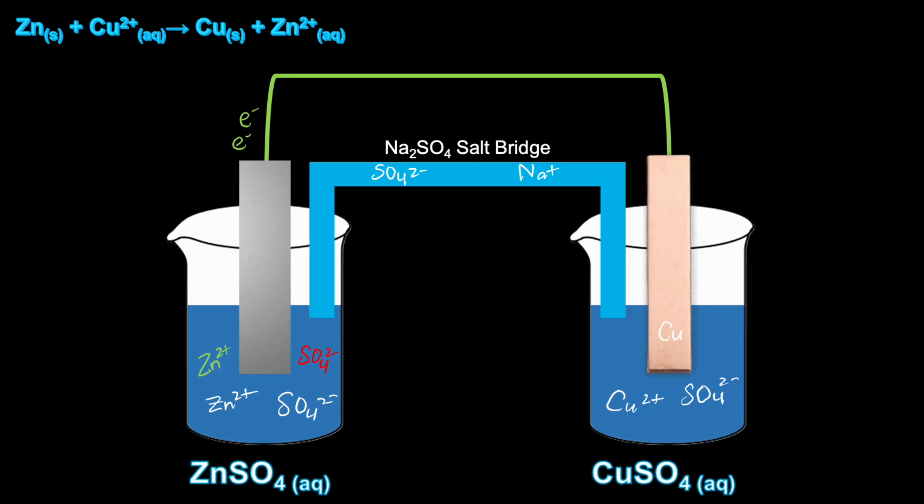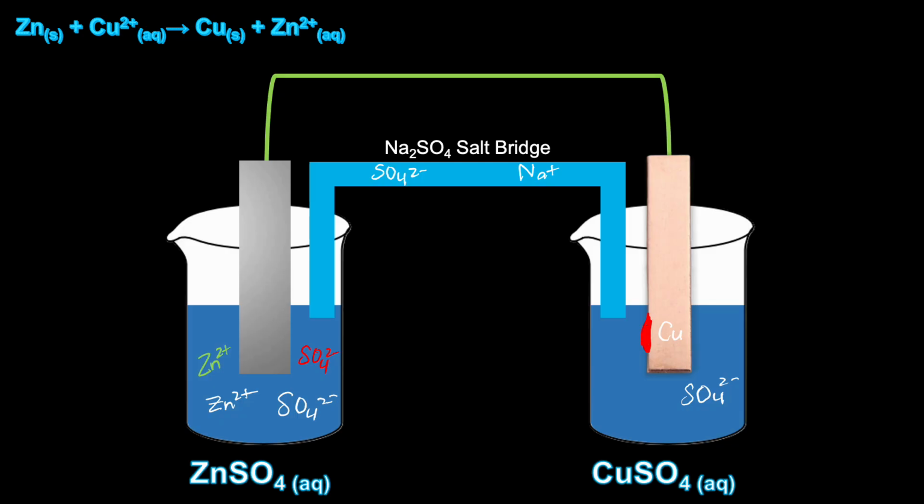Then our electrons are going to flow to the cathode, which is positively charged. And they're going to be on the cathode ready to react with the copper 2+ ion. Now those are going to combine to form solid copper, which is then going to plate onto that copper electrode, which is why the cathode gains in mass.